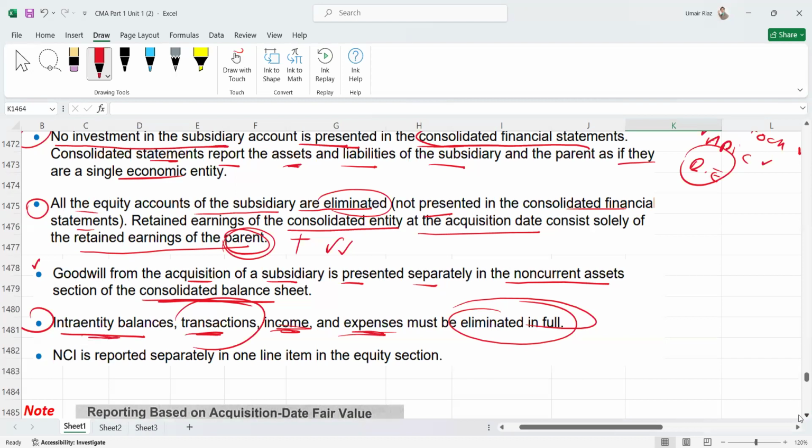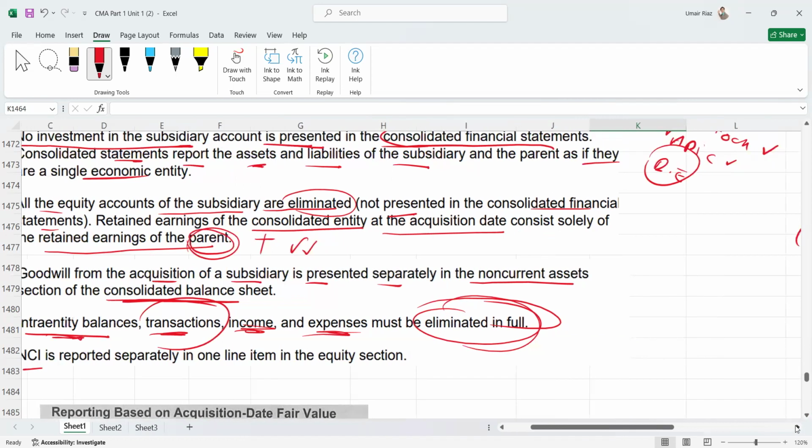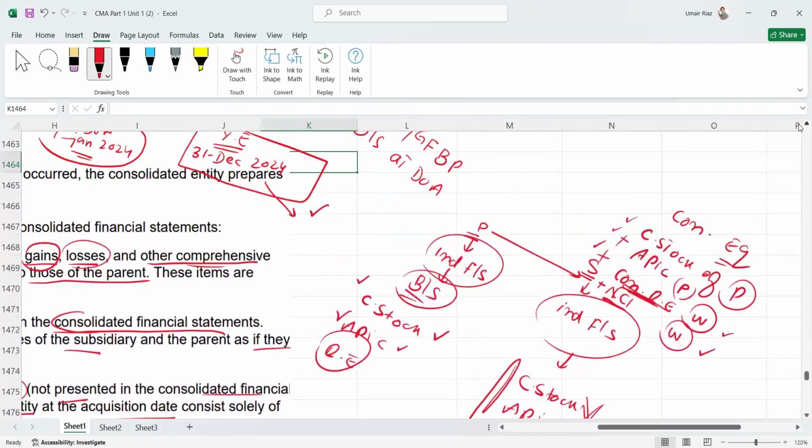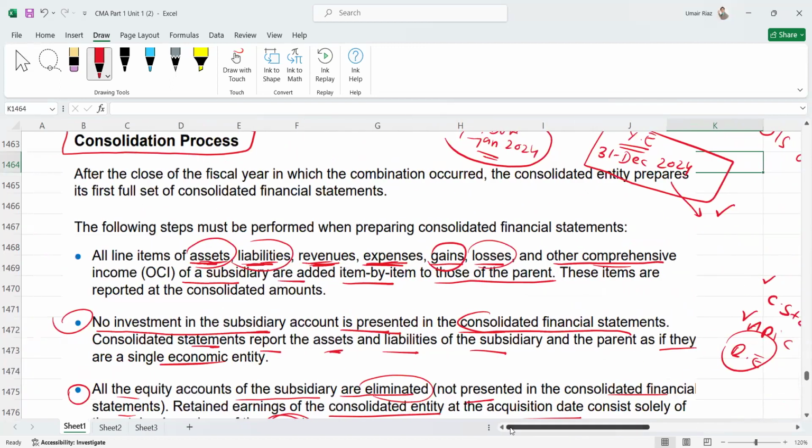Next, intra-entity: if you have any intra-entity balances, transactions, income, or expenses, we have to eliminate these in full. Intra-entity means a transaction between parent and subsidiary. Then one more thing, NCI. When we prepare the equity section of the consolidated financial statement, we need common stock of the parent plus additional paid in capital of the parent plus consolidated retained earnings plus the NCI working. NCI means non-controlling interest, right? We have to present the NCI working. And I told you last time what NCI is; I have already defined it.